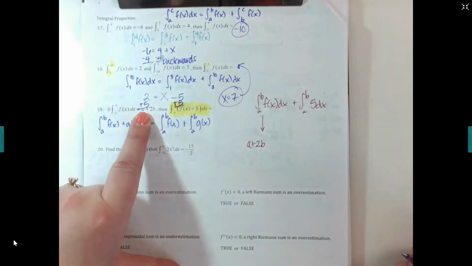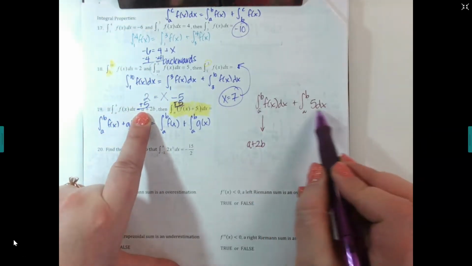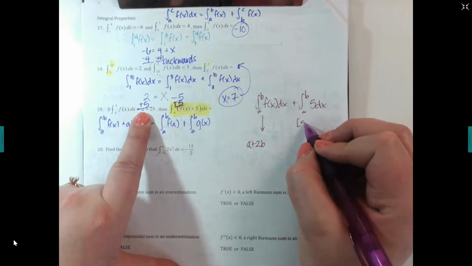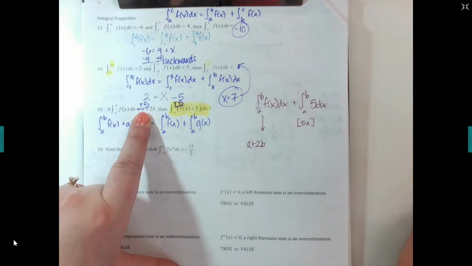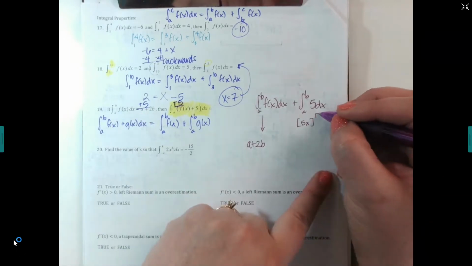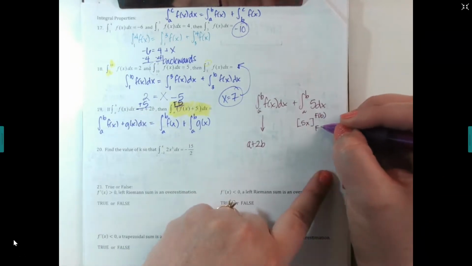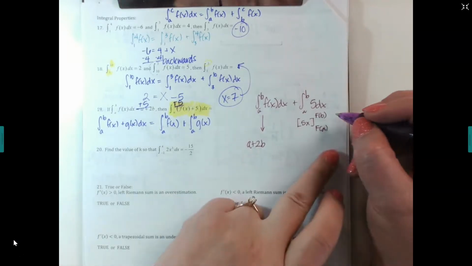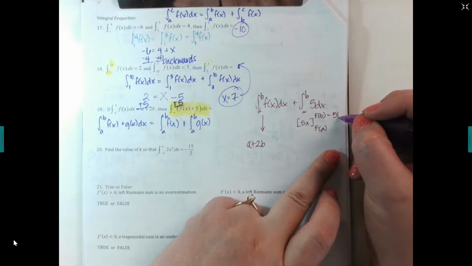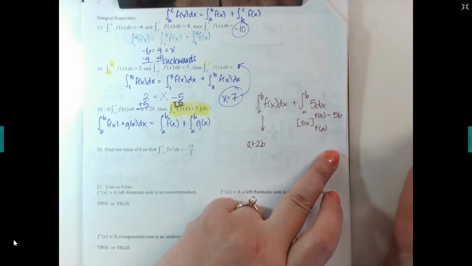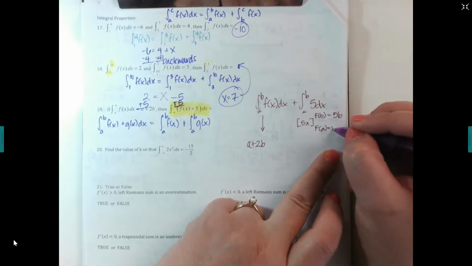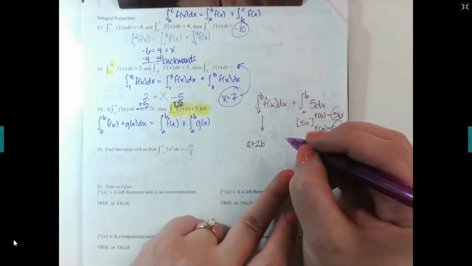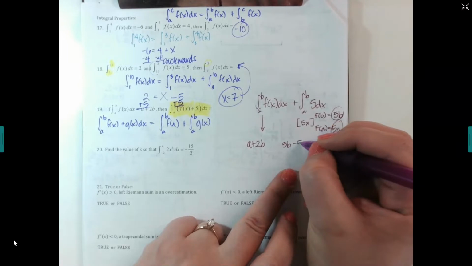So then what's the only thing left that I have to integrate? 5. What's the integral of 5? 5x. And then what do I do at the endpoints? Plug them in and subtract, right? So if I plug in b to 5x, what do I have now? 5b. If I plug in a to 5x, what do I get? 5a. And then what do I do with those two? So it would be 5b minus 5a.